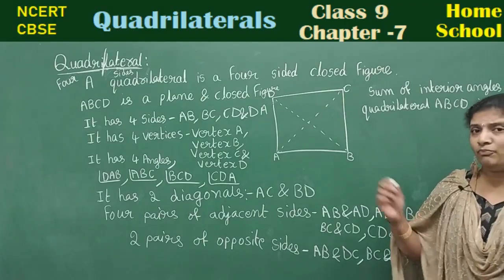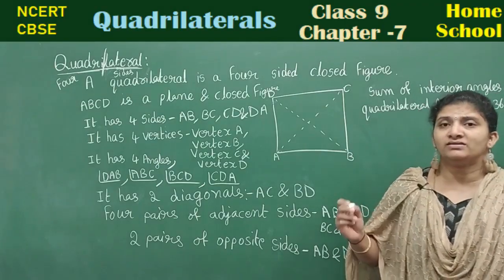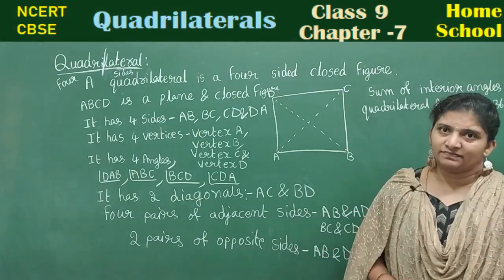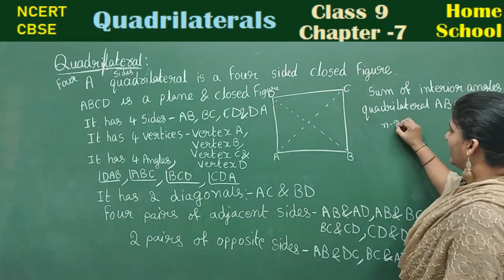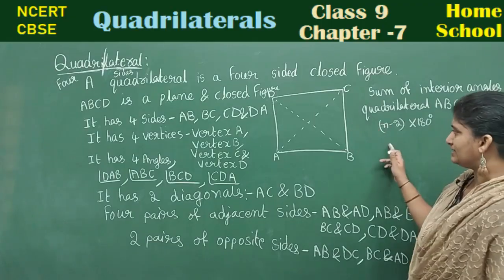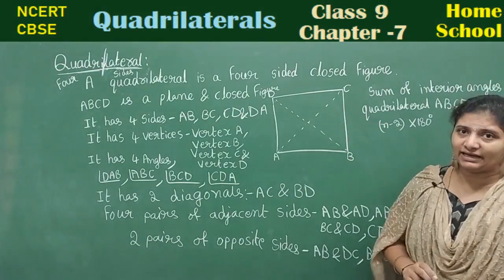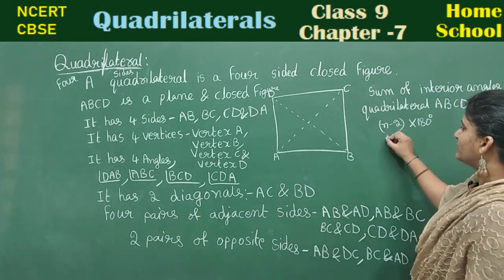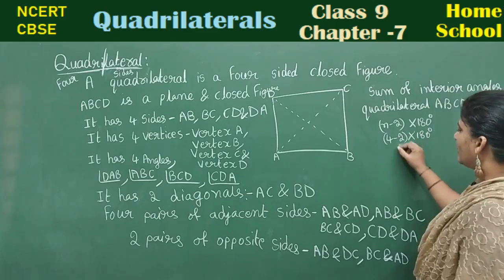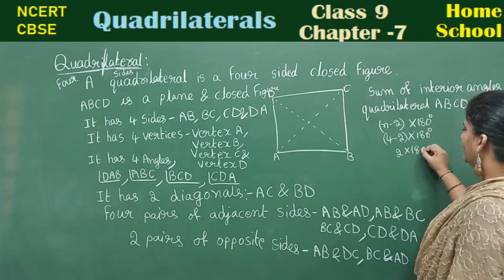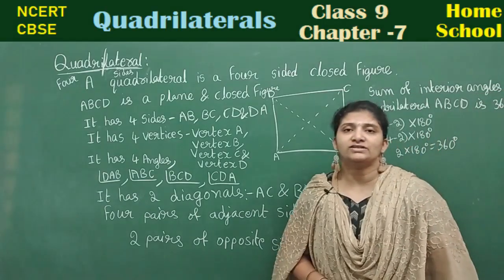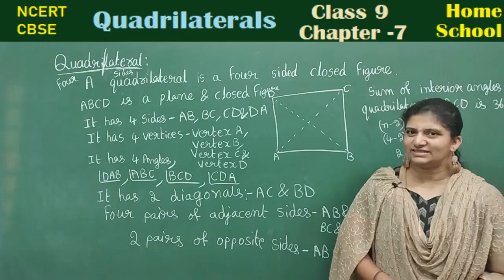Do you remember? In polygons we have seen one formula, that is (n minus 2) into 180 degree. N indicates the number of sides. You can remember this one. How do we get the interior angle sum? How many sides does a quadrilateral have? 4 sides. N value is 4. 4 minus 2 into 180 degree. 4 minus 2 will be 2. 2 into 180. It will be 360 degree. Sum of the interior angles of a quadrilateral is equal to 360 degrees.